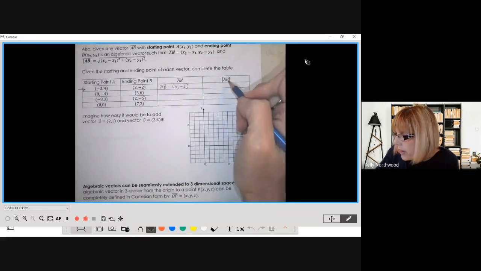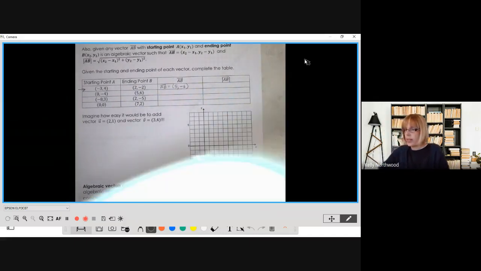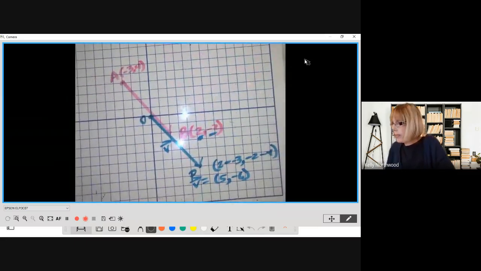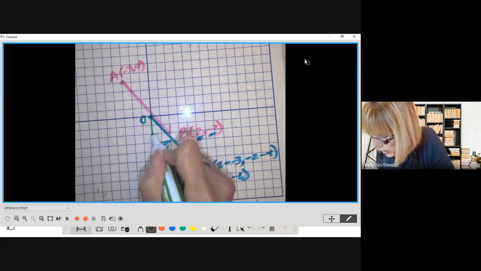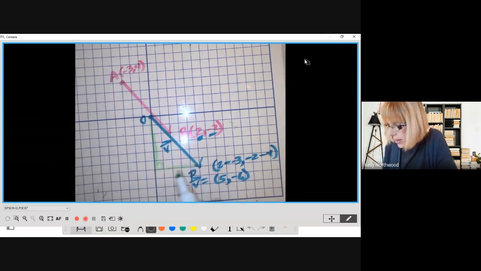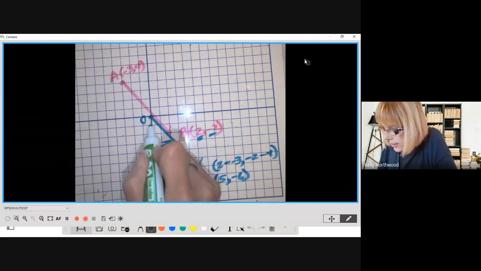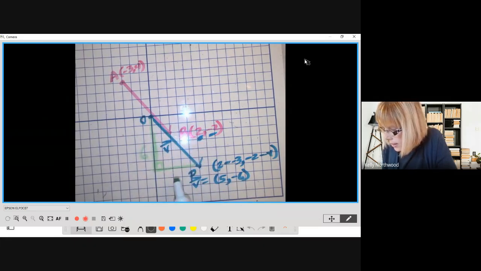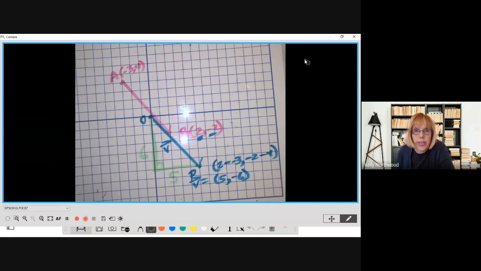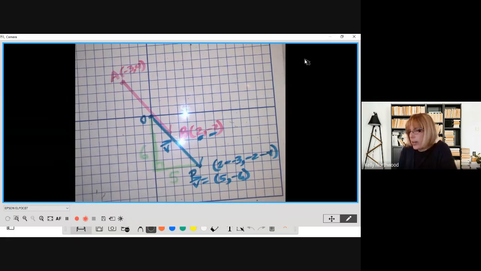And the magnitude of vector AB, if I come back over here to this whiteboard, again, I could make a triangle and use Pythagorean theorem, which is what that formula is basically doing for me. And I would see that this is 1, 2, 3, 4, 5, 6, and this is 5. And it's just going to be the square root of 6 squared plus 5 squared by the Pythagorean theorem.